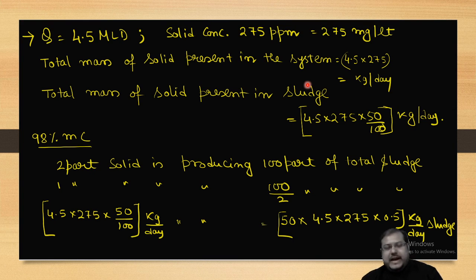Now it is told that 98% moisture is present. So how much solid? 2% solid. So 2 part solid is producing 100 part of total sludge. So 1 part solid is producing 100 by 2 part of total sludge. So this much, 4.5 into 275 into 50 by 100 kg per day of solids will produce this much kg per day, 50 into 4.5 into 275 into 0.5 kg per day of total sludge. Clear?